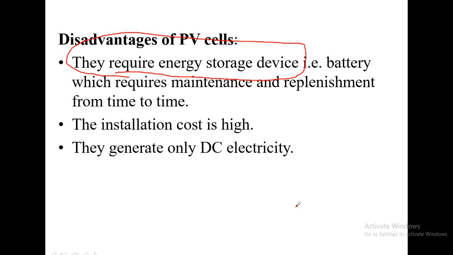So it is not possible to obtain AC here. They generate only direct current electricity. These are some of the advantages and disadvantages of PV cells.